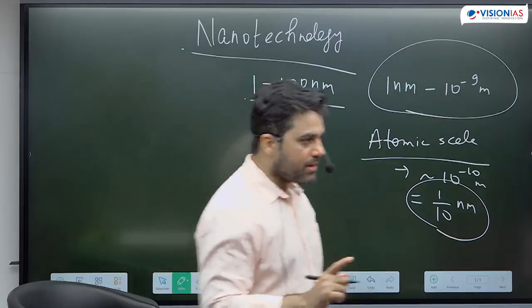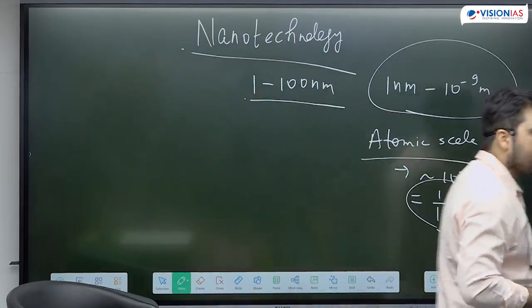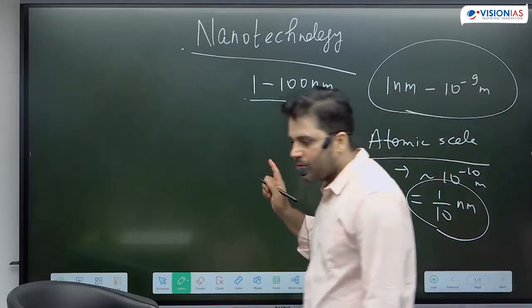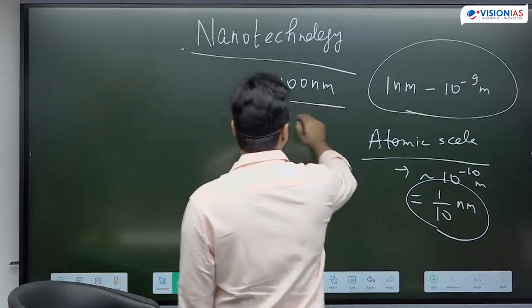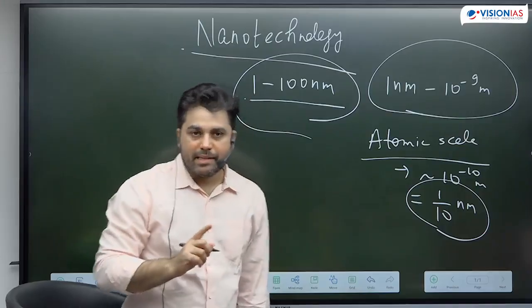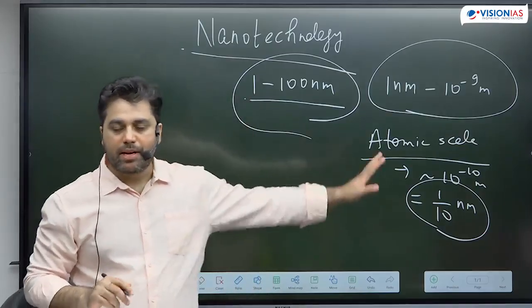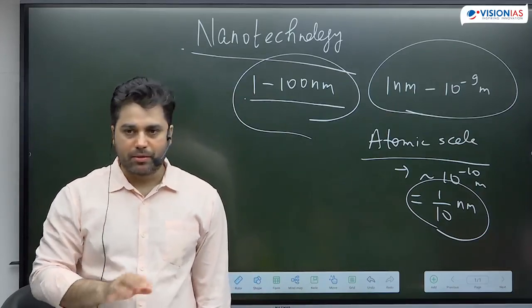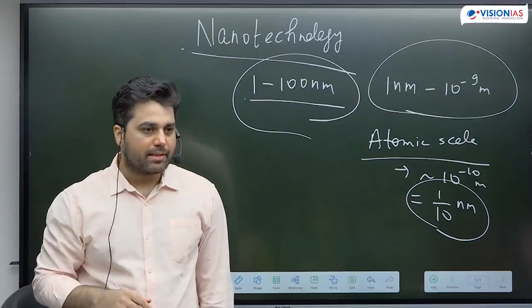So when I use the word nanotechnology, the definition part is very simple. We are talking about making of nanomaterials. Now what are nanomaterials? Nanomaterials are those materials whose dimension exists in 1 to 100 nanometer. Again, neither we can imagine 1 nanometer nor can we imagine 100 nanometer. Our imagination stops at about 10 to the power minus 4 meter. Below that, we cannot imagine things.